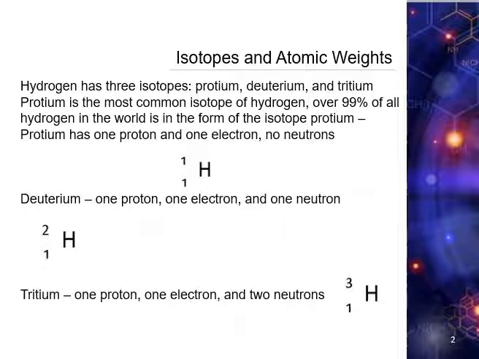Protium is the most common isotope of hydrogen. Over 99% of all hydrogen in the world is the isotope protium. Protium has one proton and one electron and no neutrons.